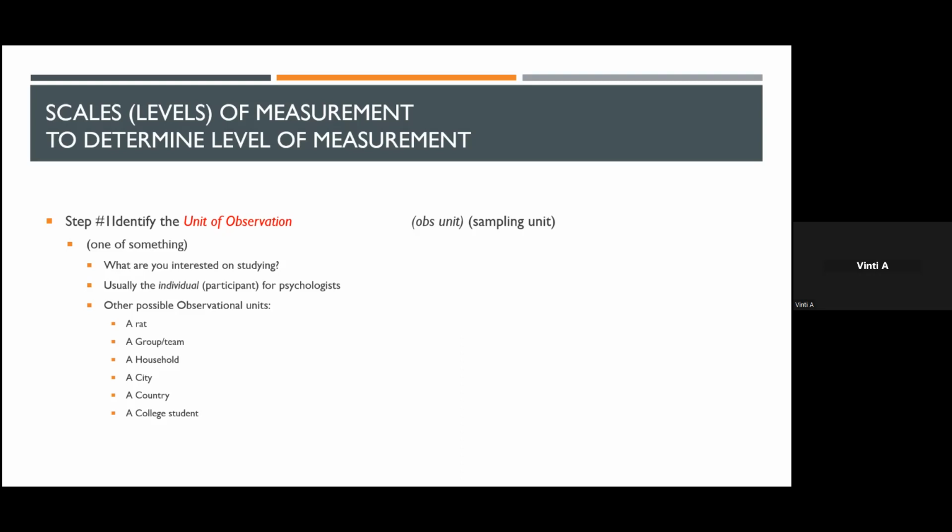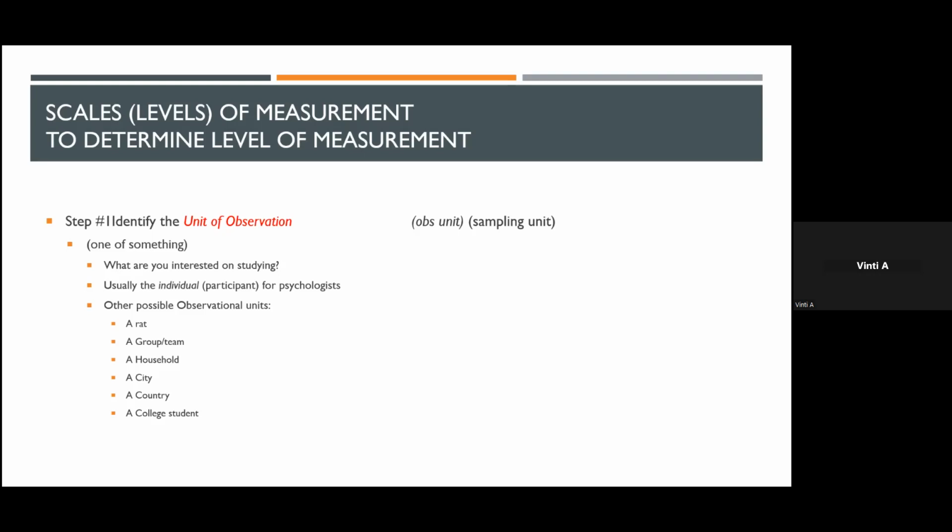So the first thing I have to do whenever I am trying to find out the scale is to figure out what my unit of observation is. Now it could be a patient, it could be a hospital, it can be a household, it can be a city, it can be a country. It can be anything under the sun. It can even be a house. Okay, it can even be a bus.